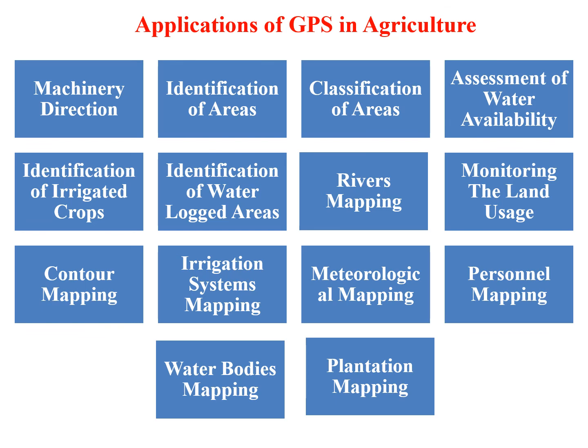Meteorological mapping such as climatic patterns. GPS plays an important role in mapping out some climatic conditions which may determine the type of crop that can grow in a given region.